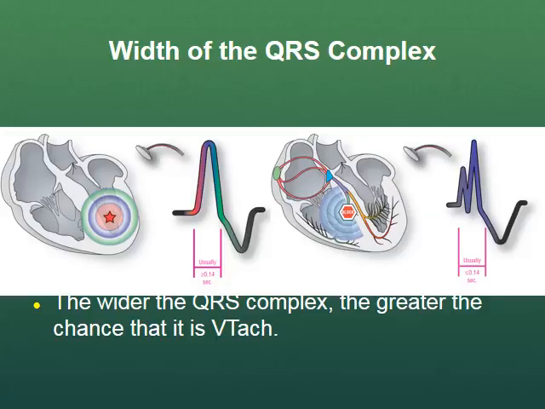The width of the QRS complex is another good indicator. The wider the QRS, the greater the chance that it's VTAC.